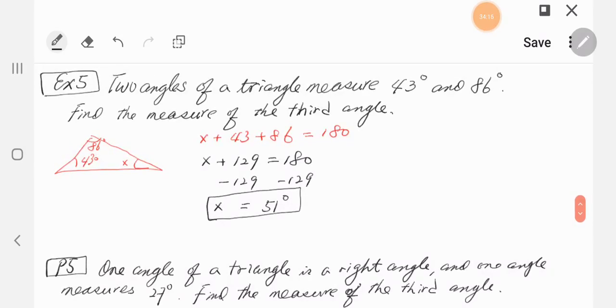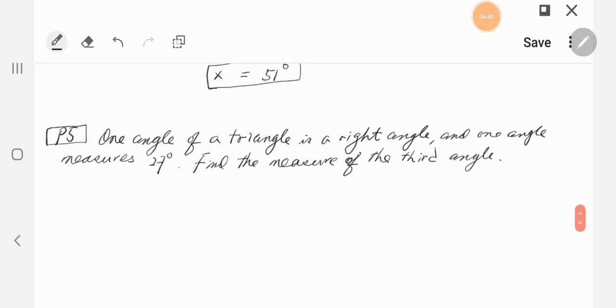So we used one definition. Sum of interior angles is what? 180. So sum of interior angles is 180. A, B, C, right? So A plus B plus C is equal to 180. So we used this definition. Okay, problem number 5. I think this is the last one.